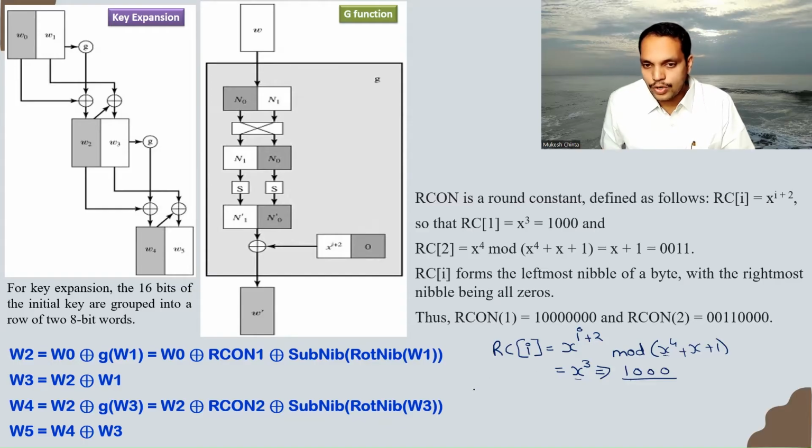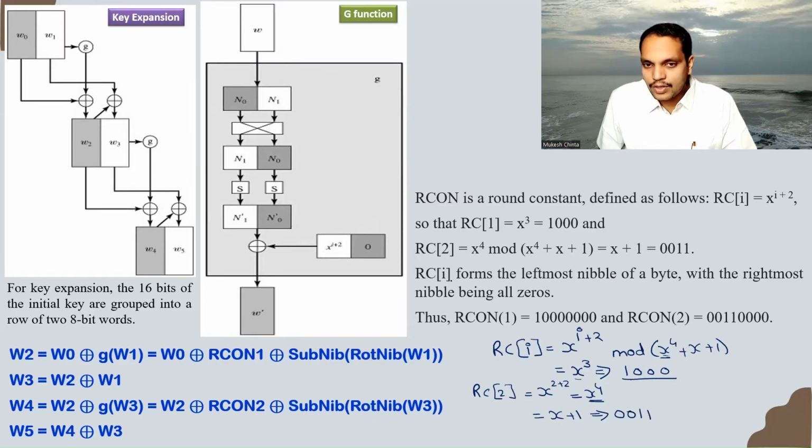Similarly, if I want the round constant 2, RC2, then I would place here x power 2 plus 2, which gives me x power 4. As x power 4 is equal to the degree of your mod value, this has to be reduced. So what do I do for reducing? I simply divide this by this. What would I get? I get x plus 1 remaining. How can I write x plus 1 in binary? There is no x cube component, so 0. There is no x square component, so 0. The x component is 1, so 1. The constant component is 1, so 1.